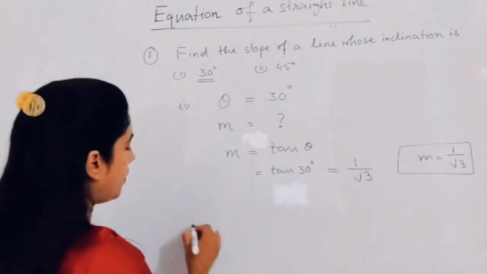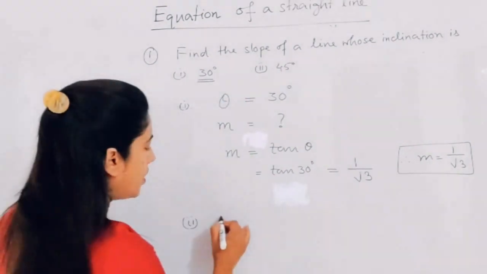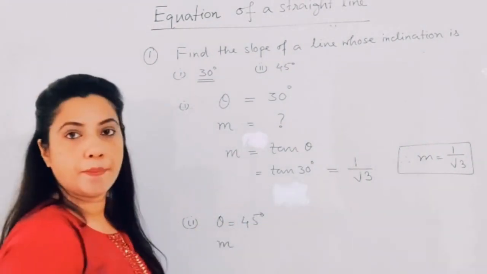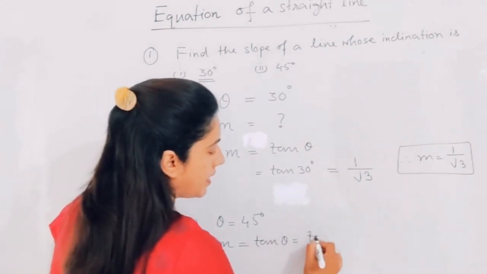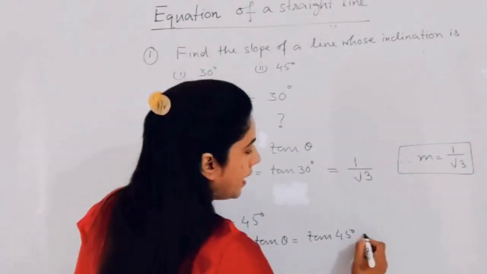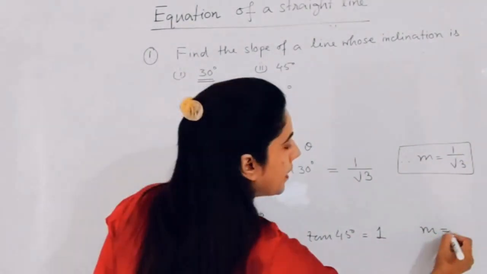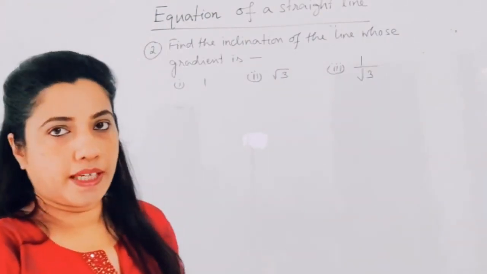Similarly, let us do the second one also. Second one, the inclination is 45 degree. So here theta is equal to 45 degree. You need to find out m. Write down the formula. M is equal to tan theta, that is tan 45 degree, and the value of tan 45 degree is 1. So here m is equal to, slope is equal to 1. Let us proceed towards the second sum.